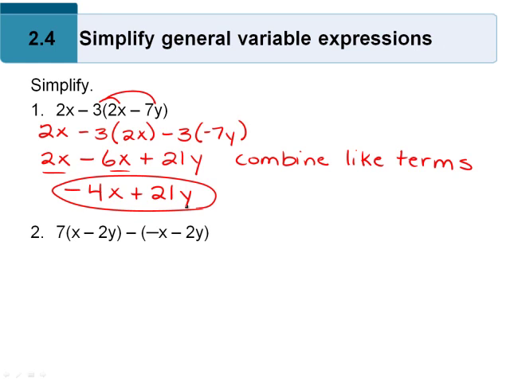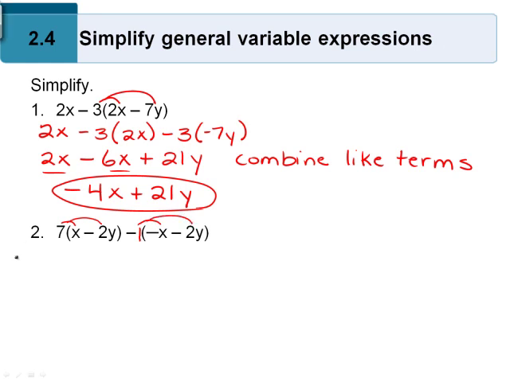Here we have two sets of parentheses, 7 and then parentheses x minus 2y, close those parentheses, minus another set of parentheses, negative x minus 2y. Now, this part right here after the minus sign, that's where everybody messes up. What you're distributing on the first parentheses is a 7. No big deal. But what you're distributing on the second set of parentheses is like a negative 1, so you've got to be careful. So you're going to distribute negative 1 to those two terms.